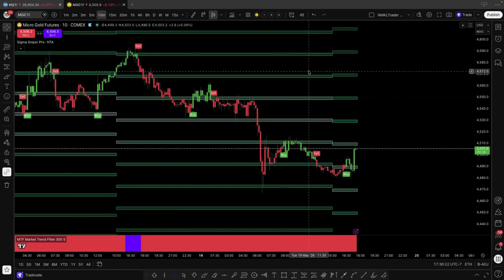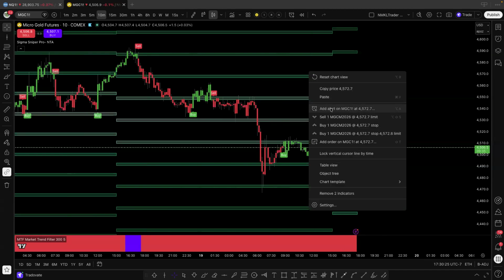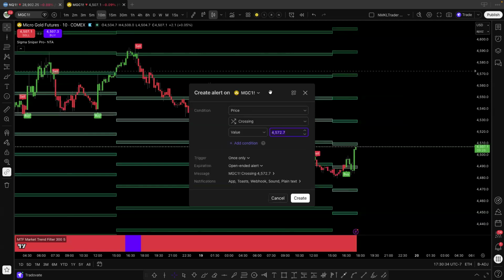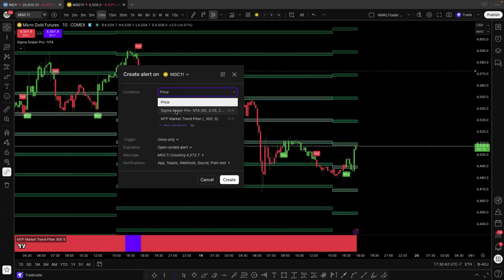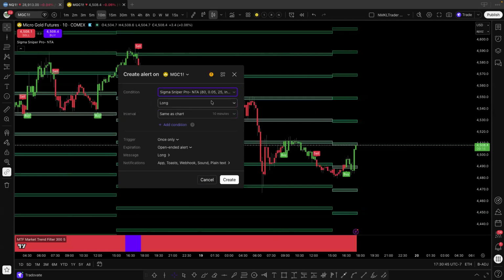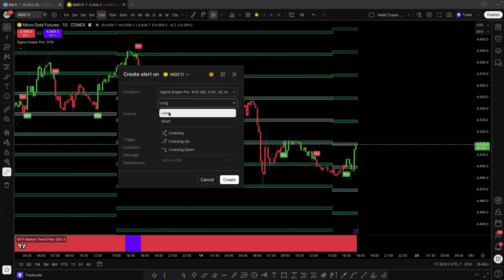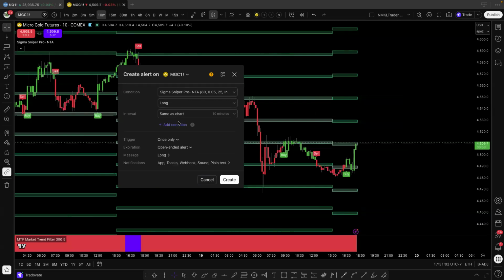All right, let me also now show you guys how to add the alert. What you're going to do is right click on the chart and it says add an alert to MGC1. Once you get this little ticket that pops up here, you're going to go to condition. You're going to be able to select Sigma Sniper Pro. Okay, you can see it there. Right below it, still under condition, is long or short. Well, you're going to have to set up two alerts to monitor this market. So we're going to set up one for long.